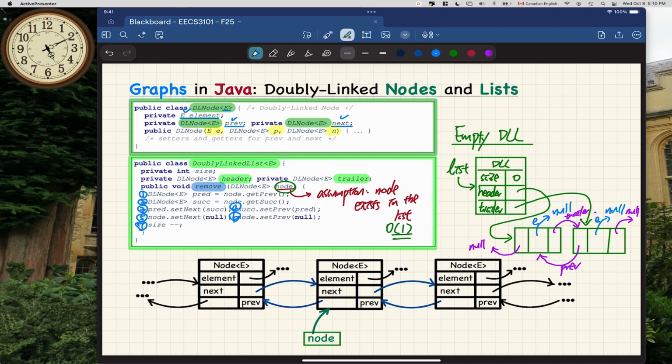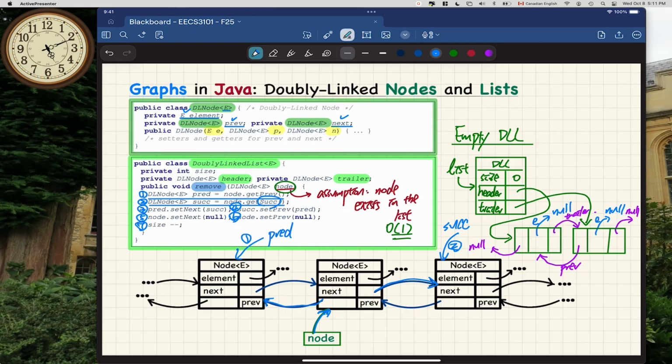So for number 1, let's have a local variable called predecessor. The predecessor is going to be the node.previous. So the node over here, .previous, is actually going to be the predecessor. Number two, I'm going to create another local variable called successor. It's going to be node.getSuccessor, which will be the next one. So this will be the successor. So this is number one, and this is number two.